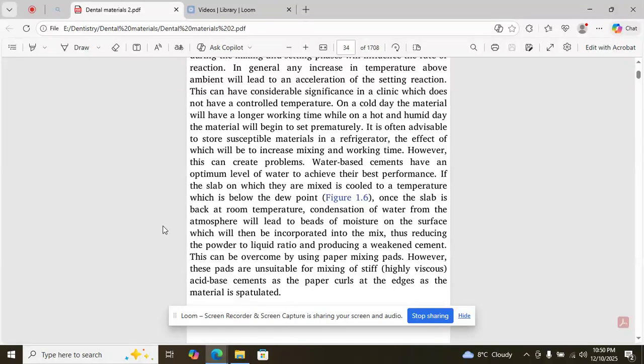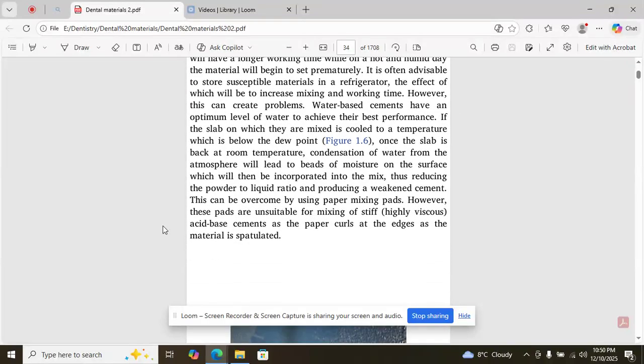However, these pads are unsuitable for mixing of stiff, highly viscous acid-base cements as the paper curls at the edges as the material is spatulated.